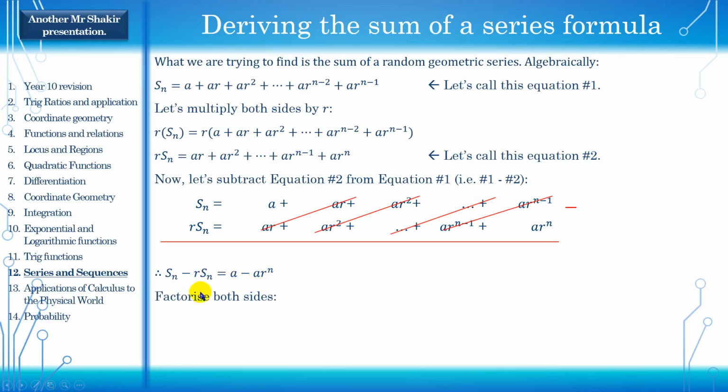Let's factorize, right? What's common on the left hand side is S n. What's common on the right hand side is a. Factorize it out. You get that? Remember, we are trying to find a formula for the sum of the first n terms. So I want to make this the subject. In other words, I have to get rid of 1 minus r. So I'm going to divide both sides by 1 minus r. And there you have it. That is the formula for the sum of any geometric series.